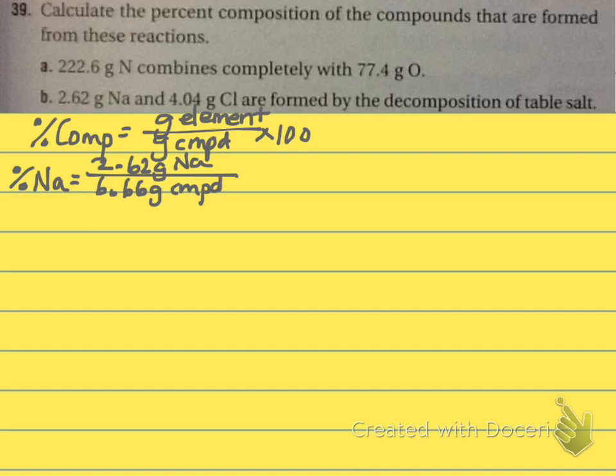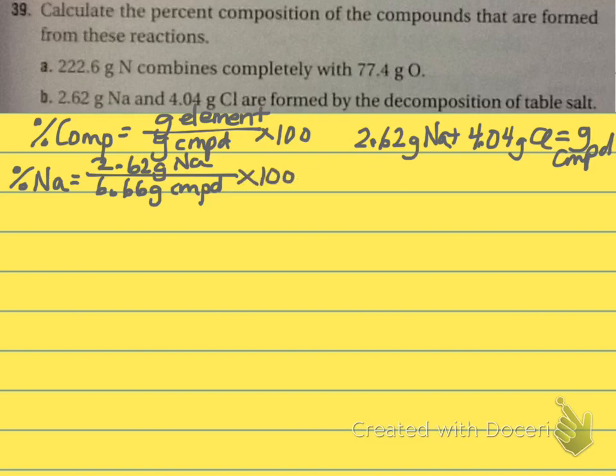Again, to get the grams of the compound, I just took 2.62 grams of sodium and added the 4.04 grams of chlorine to get my grams of compound, times 100. So this equals 2.62 divided by 6.66. And again, I have three significant figures here, so I want to use three significant figures, which is 39.3% sodium.